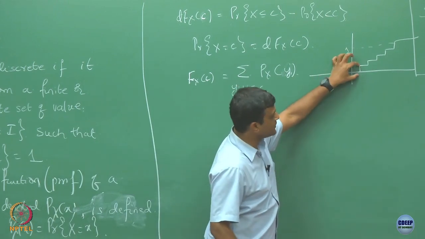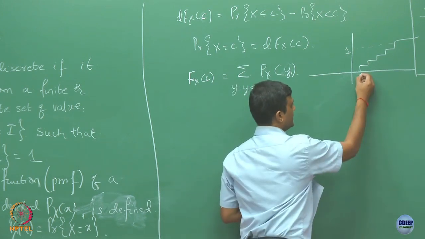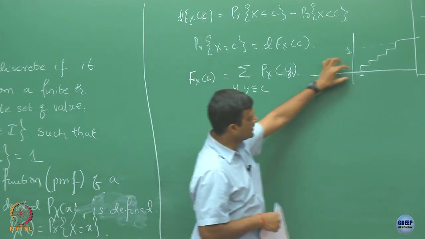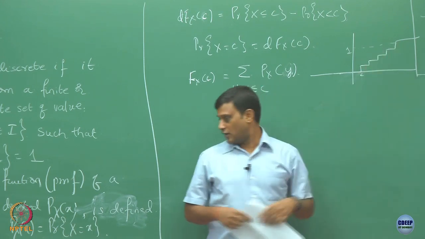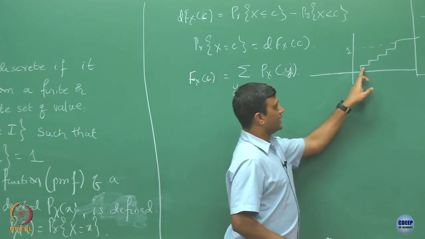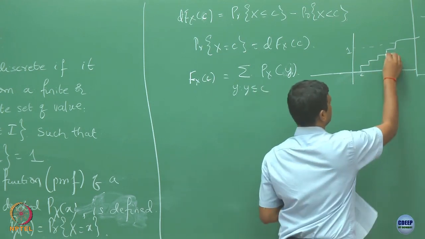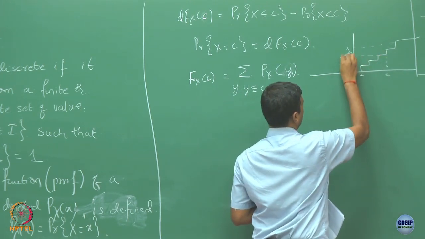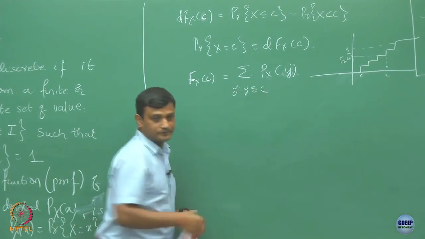We said that this jump corresponds to, let's say whatever this point, let me call this c. This jump here corresponds to that d f of x. Now we are exactly calling those jumps, for all the points wherever it is happening, the probability mass function. And then we know that this function is nothing but the accumulation of all these points till any point. So suppose I take this as c, then I get f of x of c by accumulating all these jumps, and that is what this is doing.